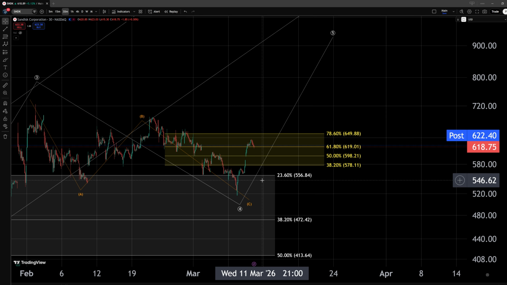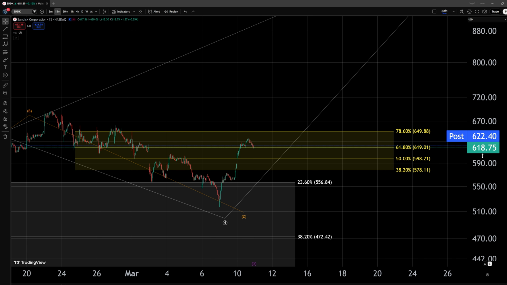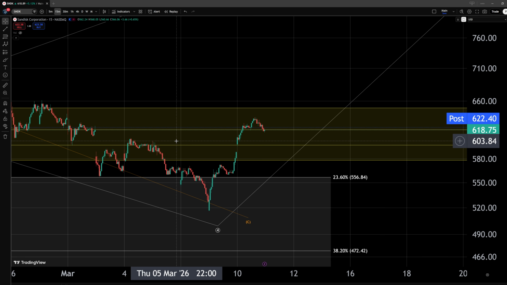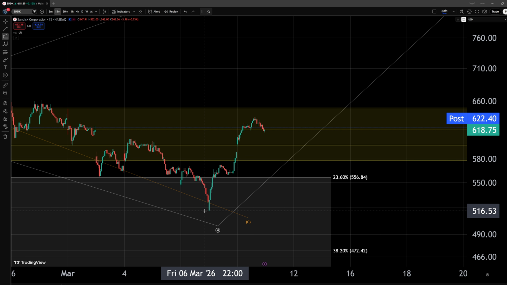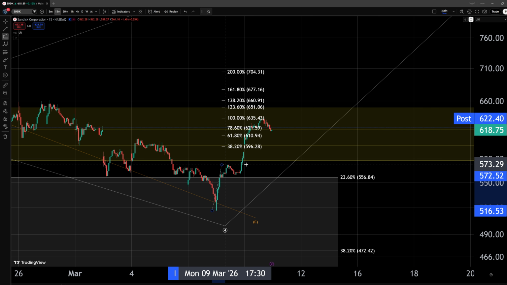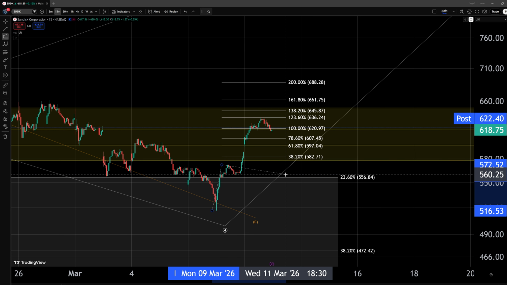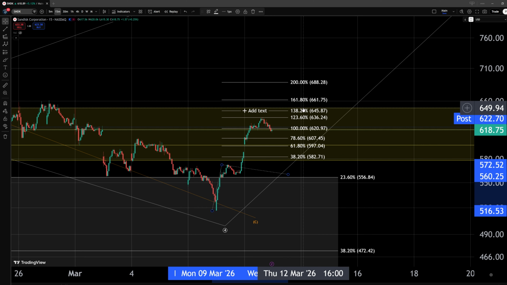And in terms of this structure, I would so far look at this to be an impulse, actually a very pretty one. And we got a quite shallow retracement. That's not necessarily ideal, and what is also not ideal is that we did not reach the ideal target for a wave 3, which is the $645 level at the 138.2% retracement of a wave 1.